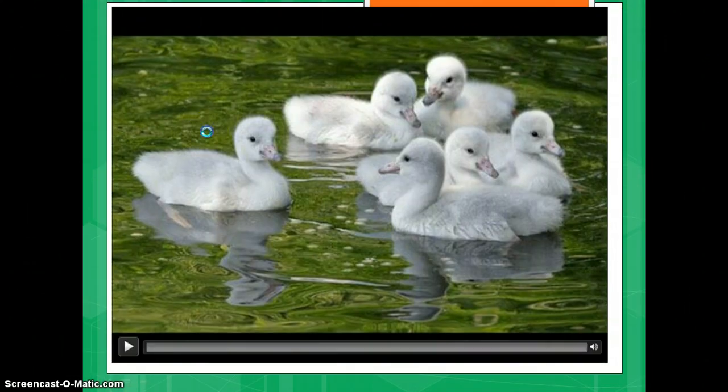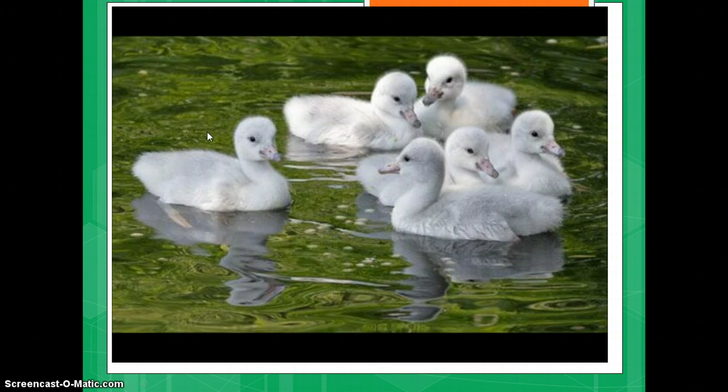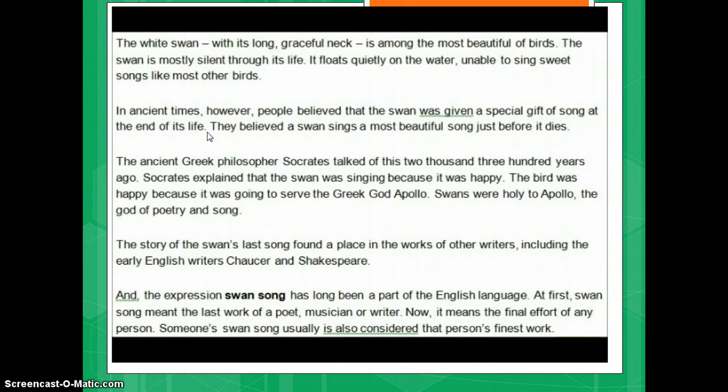So here we go. The special English program, Words and Their Stories. The white swan, with its long, graceful neck, is among the most beautiful of birds. The swan is mostly silent through its life. It floats quietly on the water, unable to sing sweet songs like most other birds. In ancient times, however, people believed that the swan was given a special gift of song at the end of its life. They believed a swan sings a most beautiful song just before it dies.